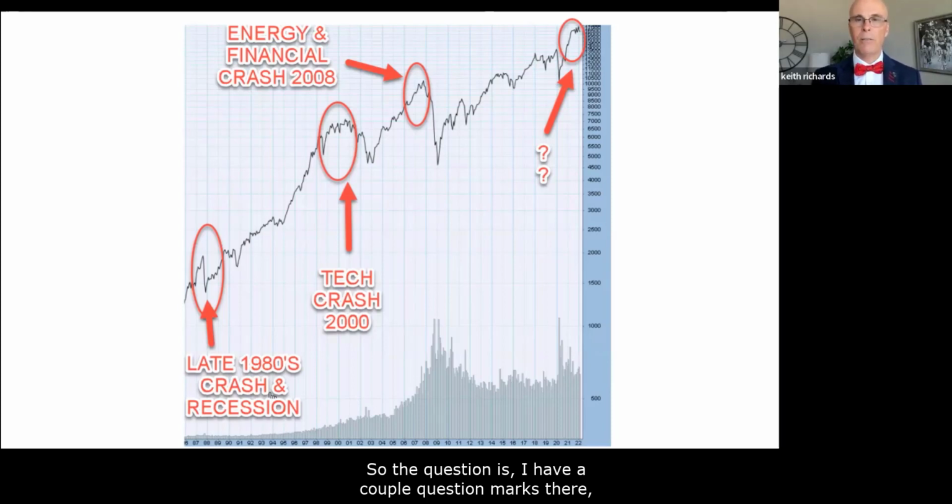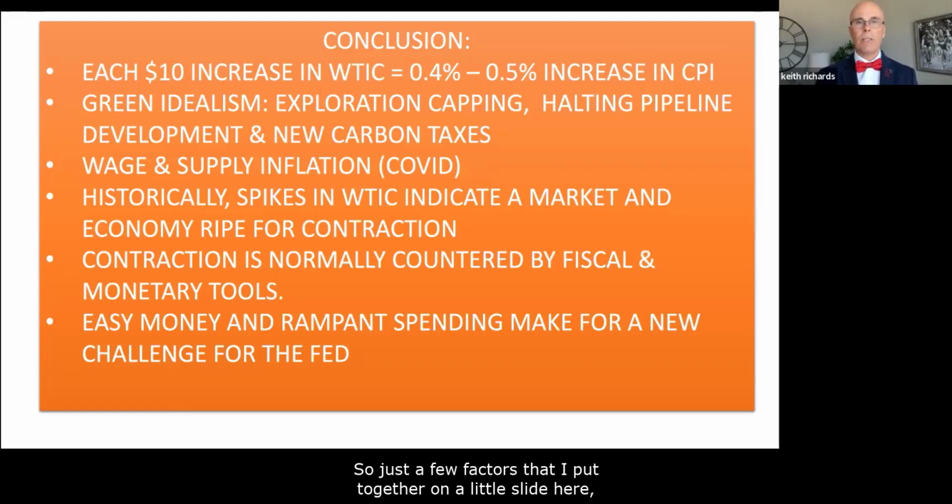So the question is, I have a couple of question marks there. What could happen? And we have to draw our own conclusions. So just a few factors that I put together on a little slide here, which is that, remember, a $10 increase in oil is about a 0.5% increase in inflation. And inflation is bad for the economy.